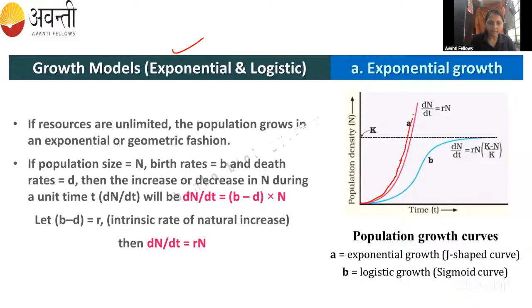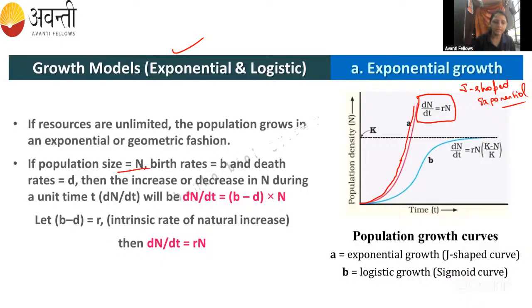Here you can see the red one. The red one is the J-shaped curve, and it is called exponential. The equation is dN/dt = rN. So that's it, it is very easy. dN divided by dt is equal to rN, small r, capital N.